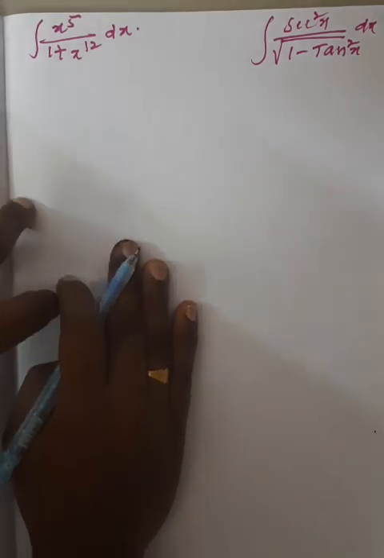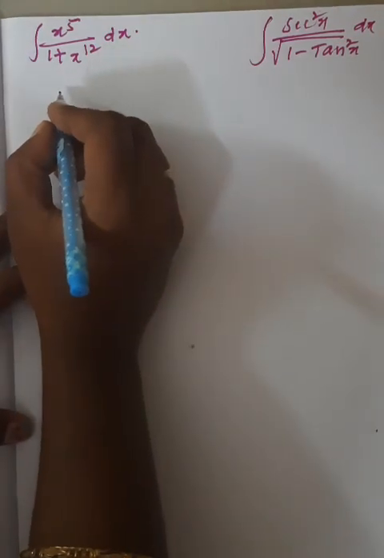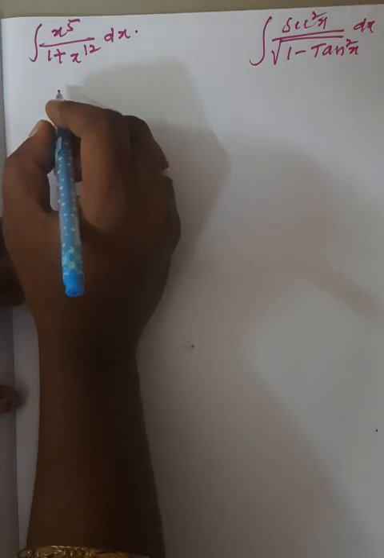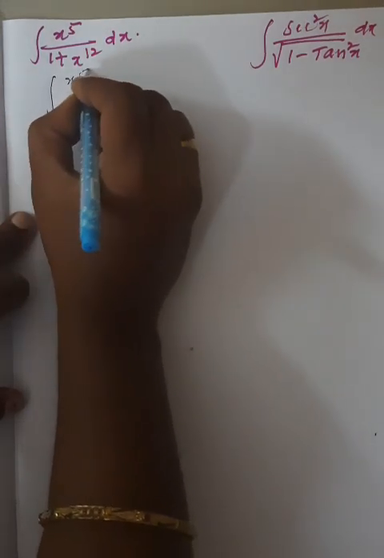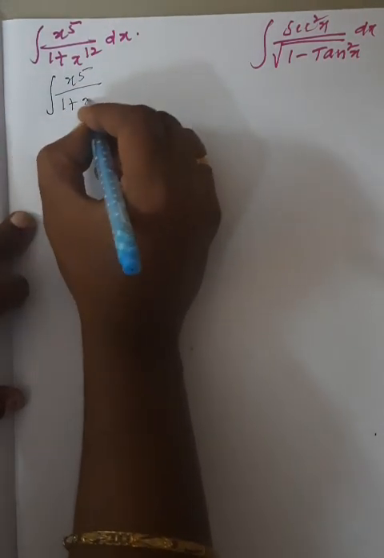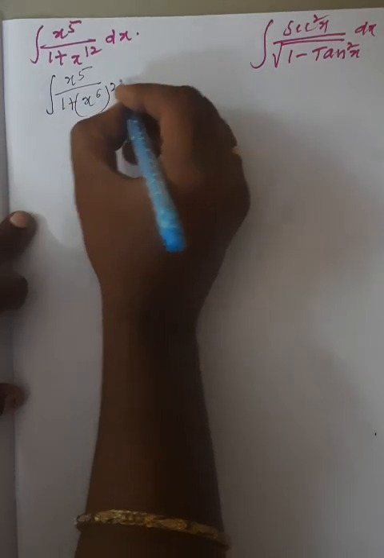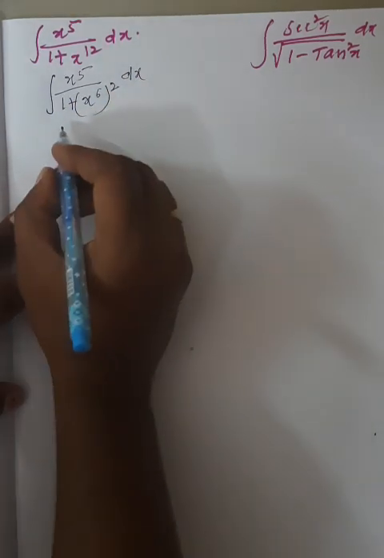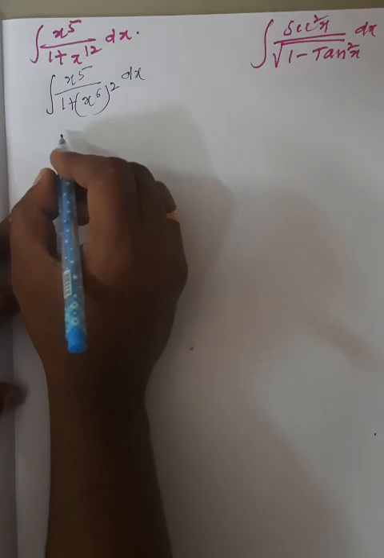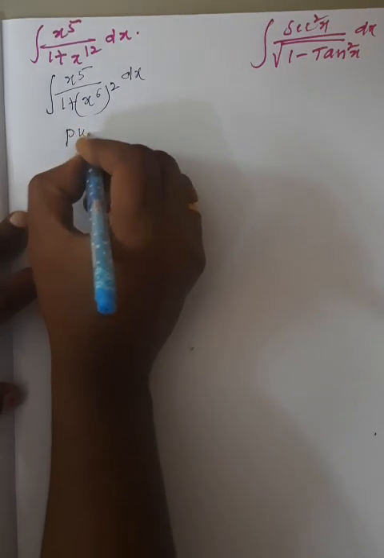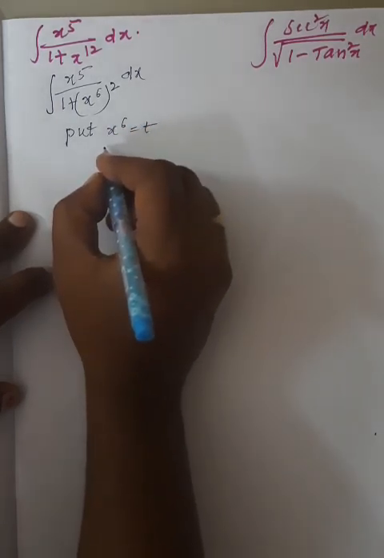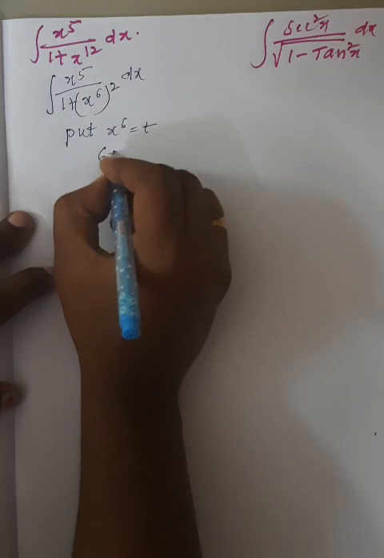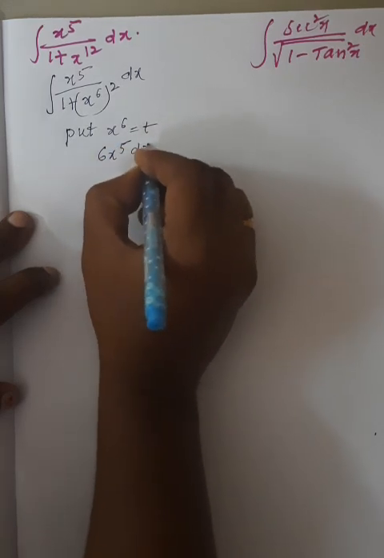Our next question is integration of x power 5 by 1 plus x power 12 into dx. First of all, we have to write x power 12 as x power 6 whole square. X power 5 by 1 plus x power 6 whole square dx. Now we have to consider x power 6 as t. So put x power 6 is equal to t. Then after differentiate both sides, you will get 6x power 5 into dx is equal to dt.